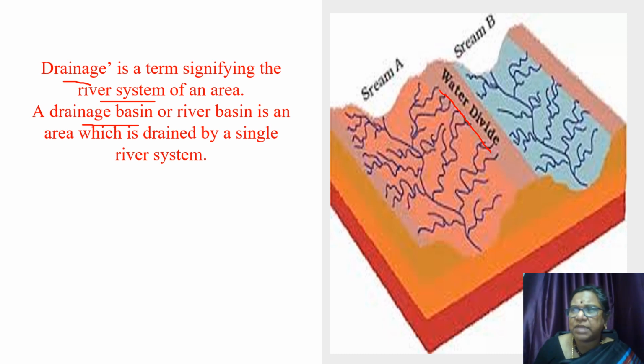Now you will look at the map: the elevated area, such as a mountain or an upland, which separates the two drainage basins. This can be one drainage basin, this can be the second drainage basin. This elevated area is separating these two drainage basins, so this elevated area is called a water divide. Basically, we are getting familiar with a few terminologies.